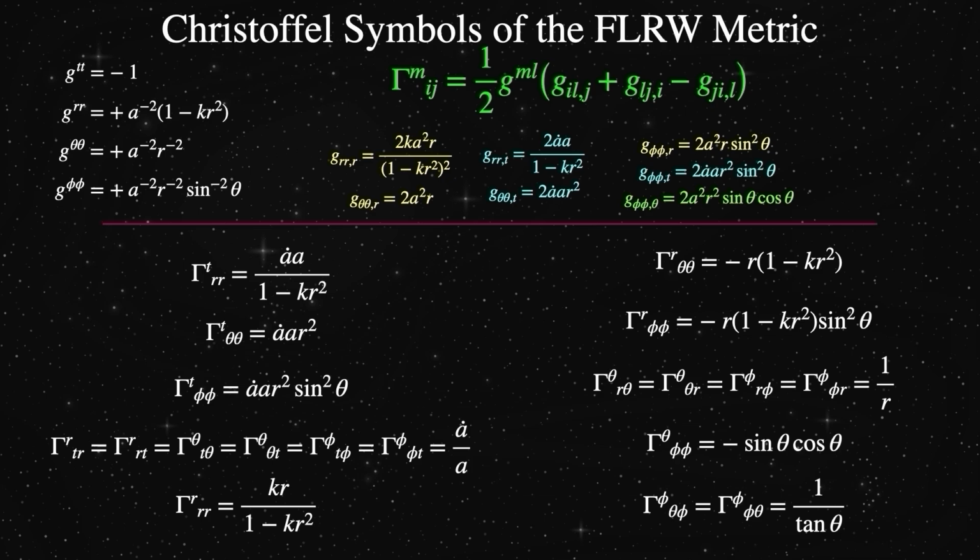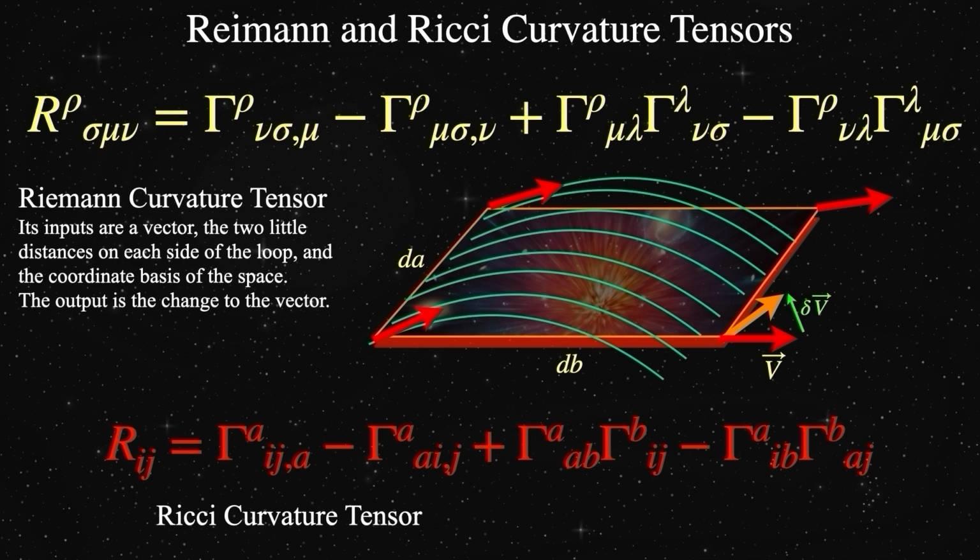Next, time derivatives of the scale factor only appear in the symbols where t is one of the indices, and the curvature constant k only appears in 4 symbols, where the GRR component of the metric raises its head. Now let's put these symbols to work. We'll work them using the Riemann curvature tensor.